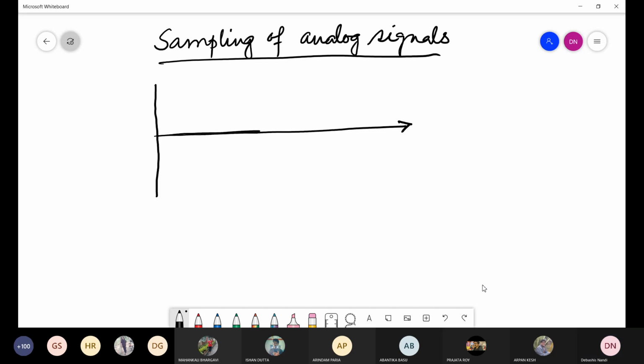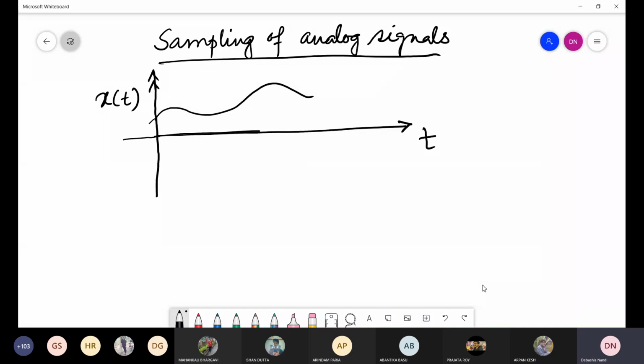Now, suppose this is a signal. I am drawing the signal graph, an arbitrary graph of a signal. The horizontal axis is representing the time variable, and the signal is a function of time. The signal amplitude is represented by x(t). From this graph, we see that the signal is a continuous function of time because at each and every time instance, the signal is defined.